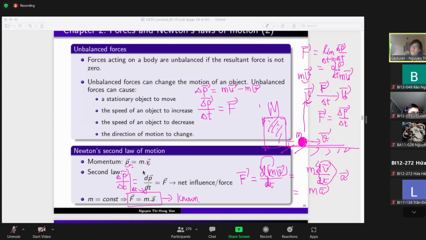But you know that this is not the initial form of the second law of Newton. He stated it for the momentum. And this case is more general than this case. This case is only correct if the mass of the object doesn't change. But in case the mass of the object is changing, you should use this formula. Okay?